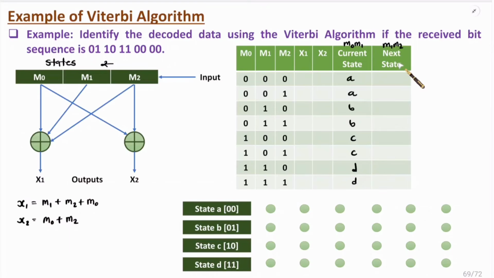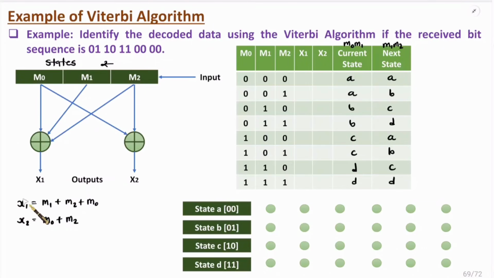Next state that is there with M1, M2. So M1, M2, that will represent next state. So if it is 0, 0, state A will be there, 0, 1, state B will be there, 1, 0, state C will be there, 1, 1, state D will be there, right? Now, we need to identify X1 and X2, that is output.